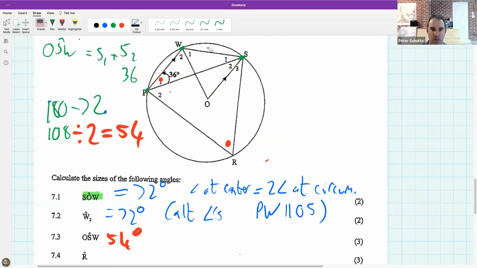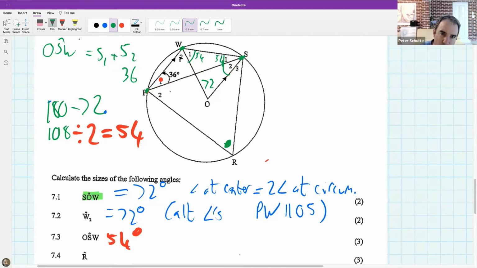Really. Okay, what do we have left? Let me put this back. So that was 72, and then that was 54, and that was 54. What's left? R. Where is R? R is hanging on down here. So how do we get R? I feel like a cyclic quad.